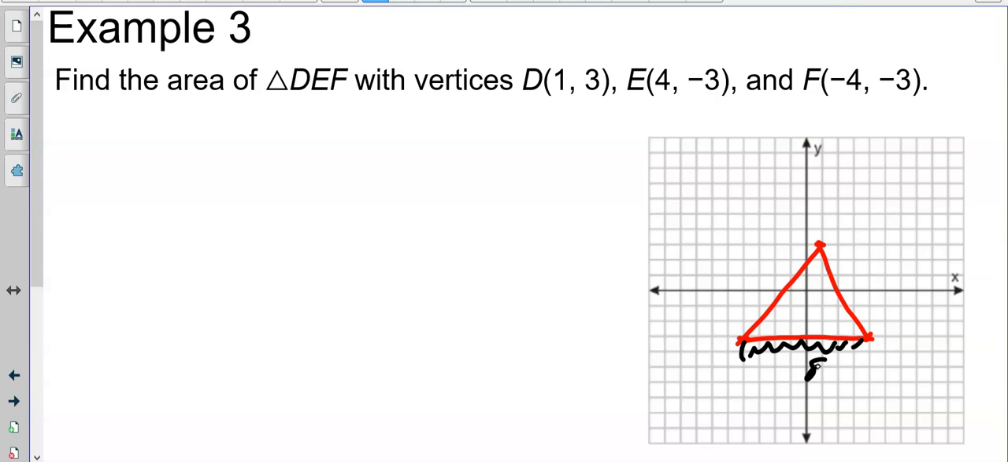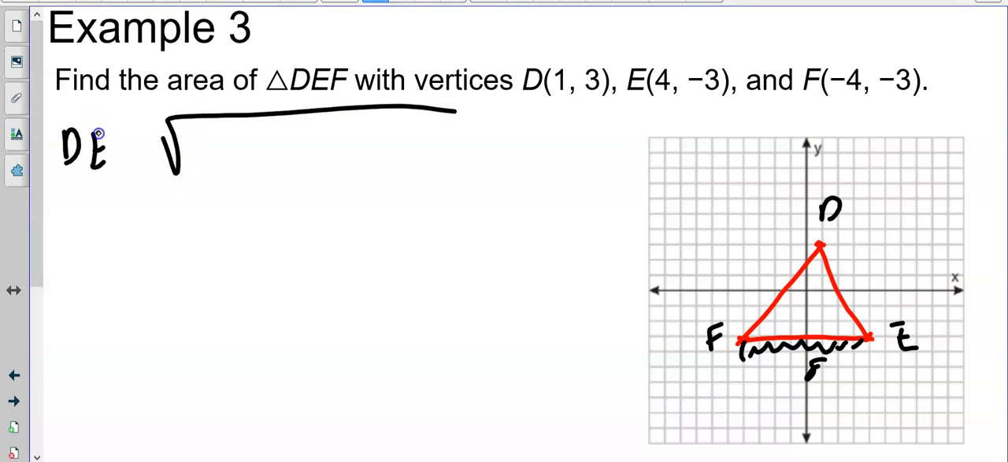But we need to find the distance from D to E and from F to D. So we have to do the distance formula twice here. So I'm going to do the square root. And I'm going to write down DE here to keep myself on track. So I remember to use the right numbers. Whoops. Let's put a big plus there. Put square. Put my minuses in.